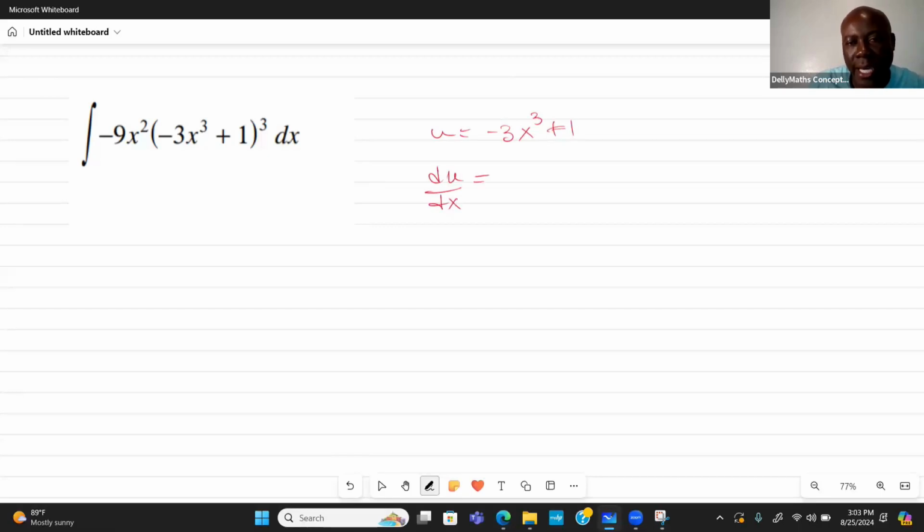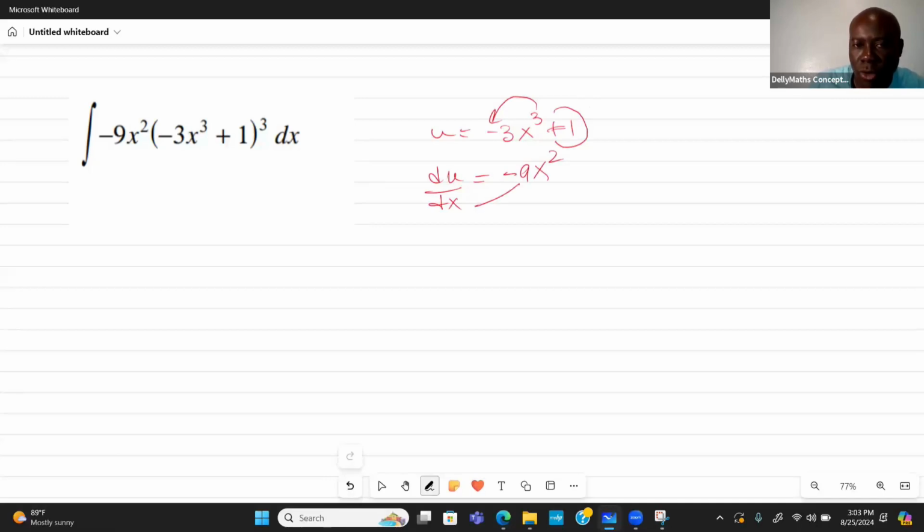So du dx, remember the power rule. So 3 times negative 3, that's going to give me negative 9. And then we have x raised to the second because we're going to subtract 1 from the 3. What we have here is a constant, and the derivative of that is 0, right? All right. So we want to find dx.